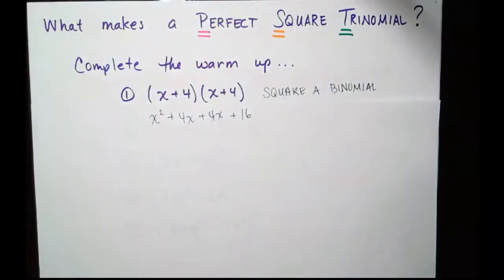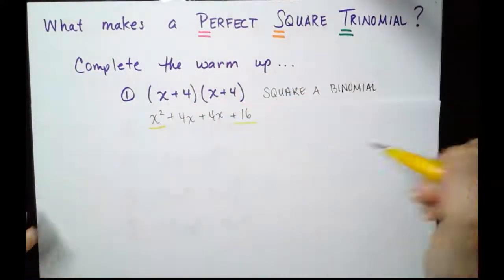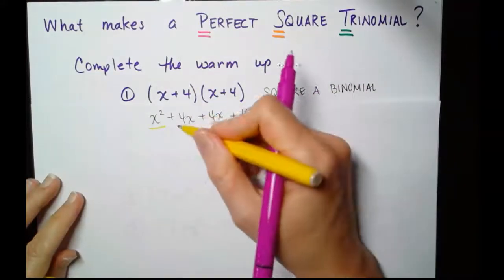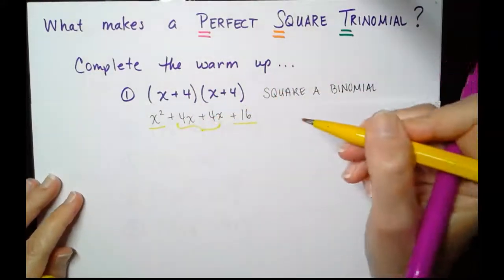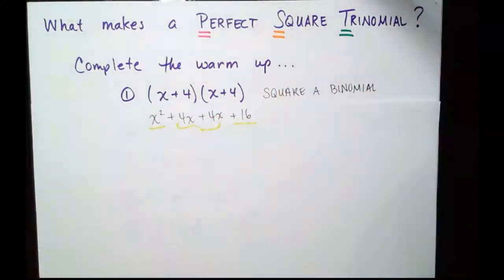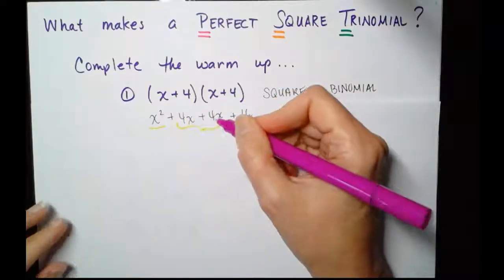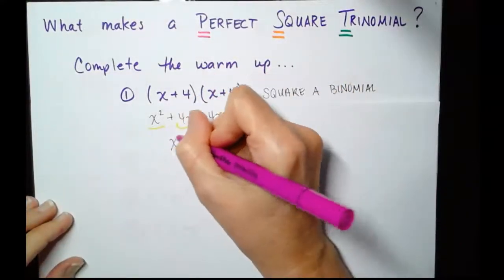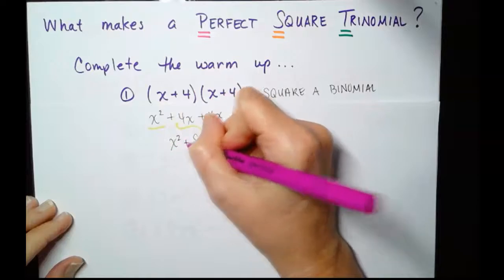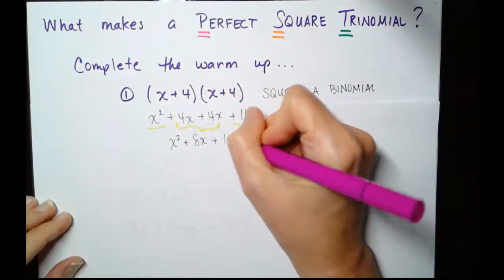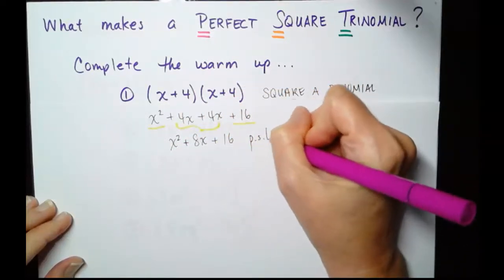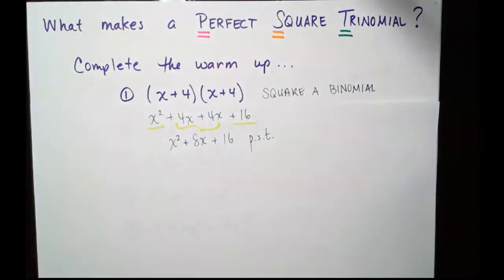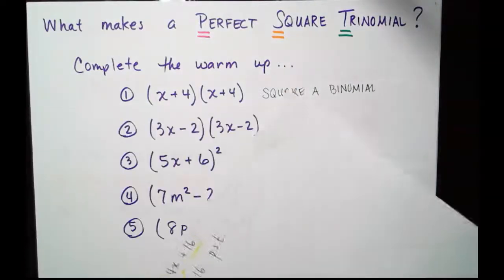Notice what we're getting here. We have a positive perfect square on the front and a positive perfect square on the back. And these two middle terms are always going to get doubled. So 4x plus 4x, or 4x times 2, is 8x. So x squared plus 8x plus 16. And that is a perfect square trinomial. So that's number 1 from the warm-up. Let's look at number 2.